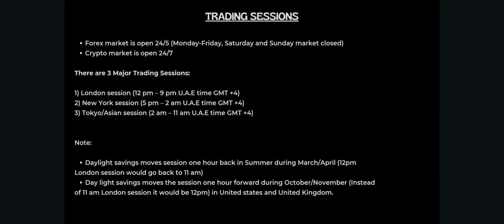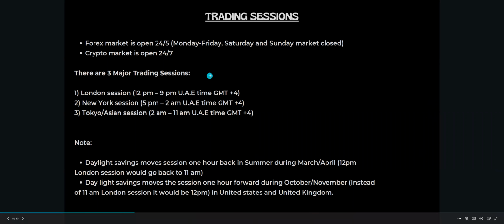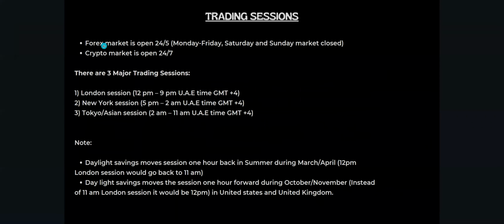So we have the Forex market. I could add even the commodities, or the indices market, or even the stock market. They are open only 24 hours, 5 days a week. So Saturday, Sunday, the markets are closed. Crypto market is open 24/7. So the sessions, there are three major sessions that take place every day. You have your London session, your New York session, and your Tokyo or Asian session. We usually call it the Asian session.